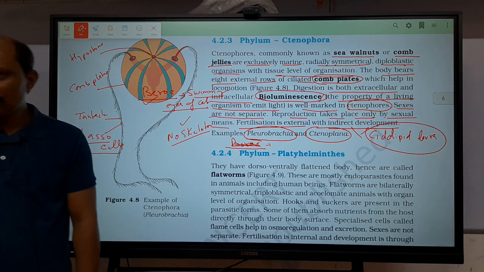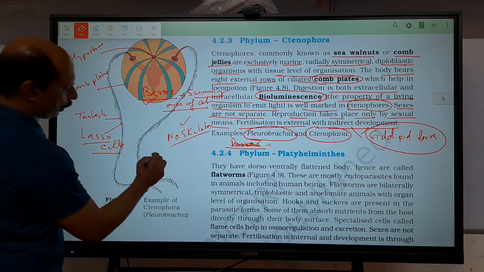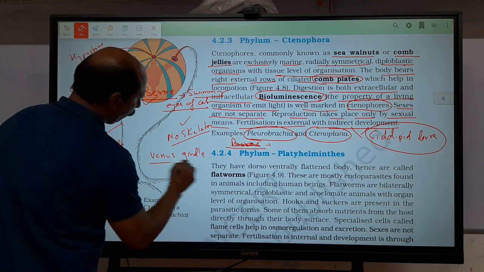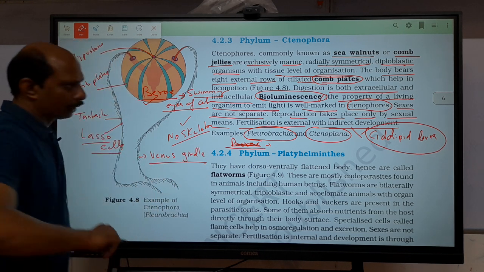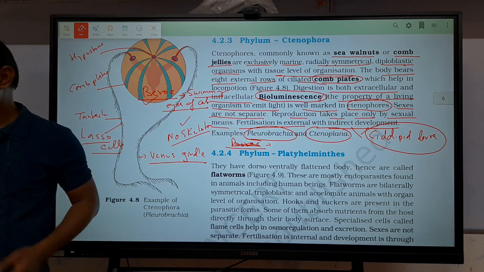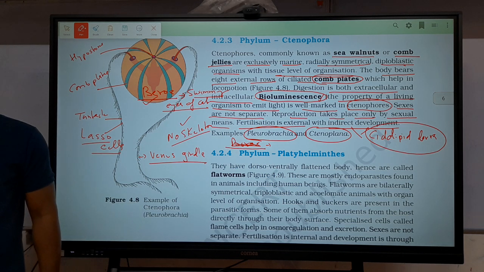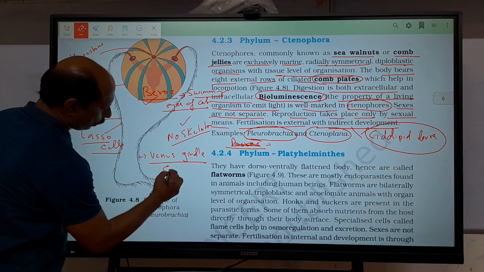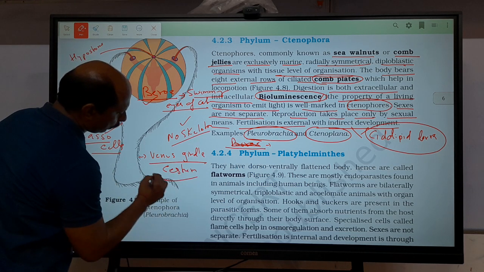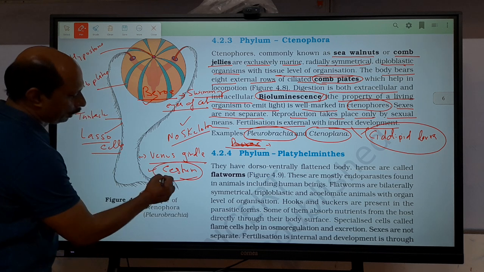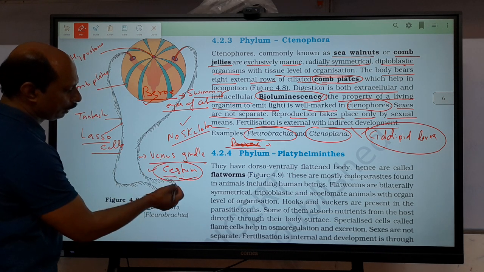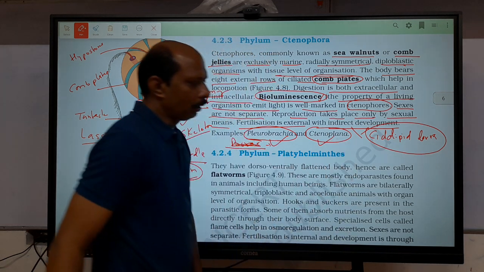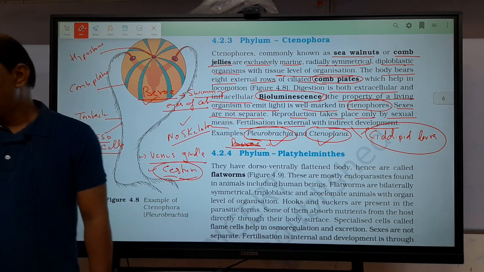Another one is Venus girdle. The common name is Venus girdle, G-I-R-D-L-E, and its scientific name is Cestum. So Cestum, Beroe, Pleurobrachia and Ctenoplana are the examples here.